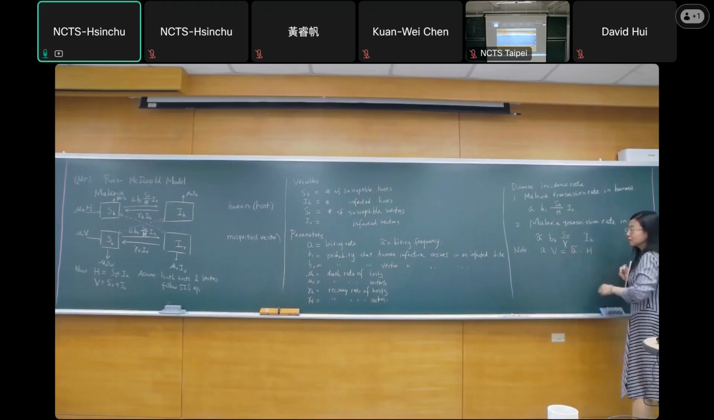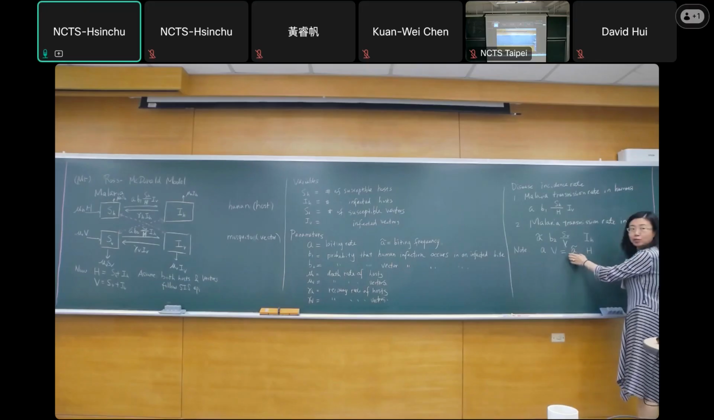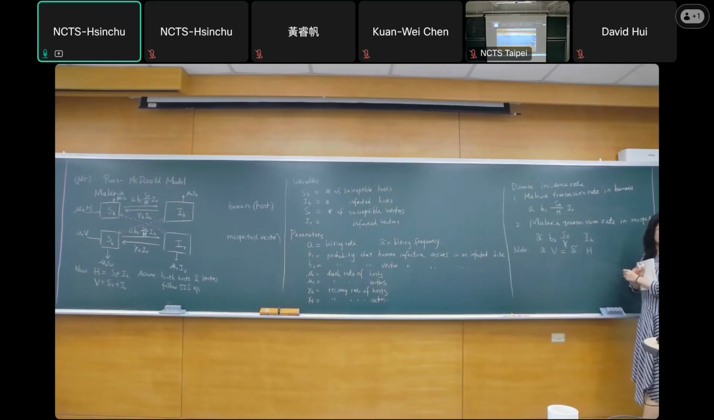This is how many vectors. This is how many bites a vector can make, say per day. And this is the host. This is how frequently, say in one day, the host will be bitten by a mosquito. So this is the total bites. They're the same. Then what is this saying?